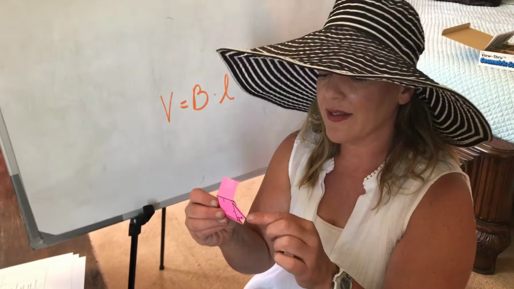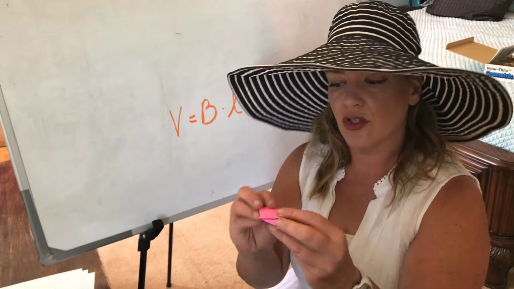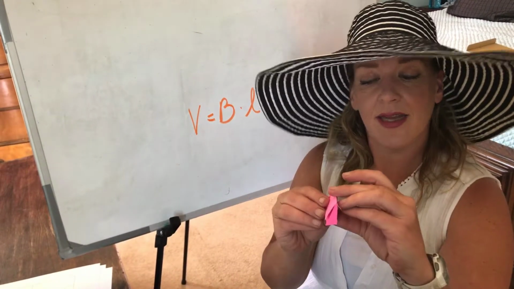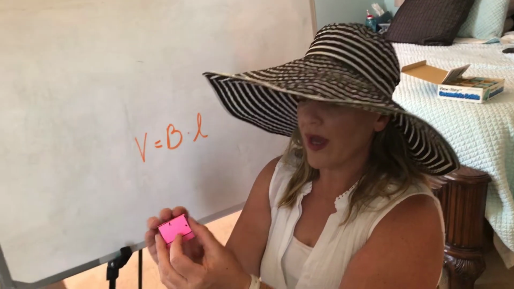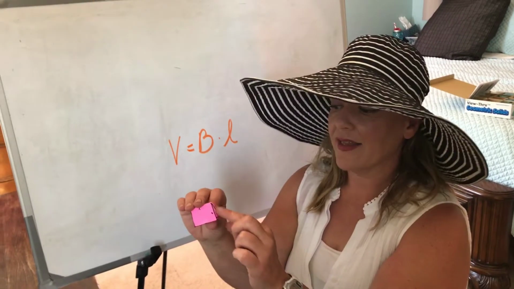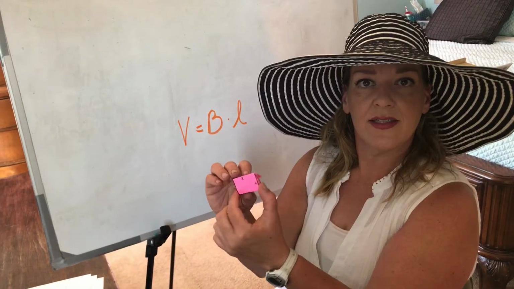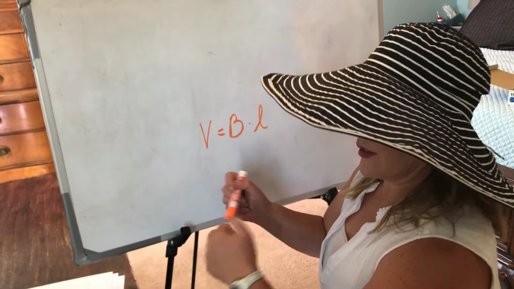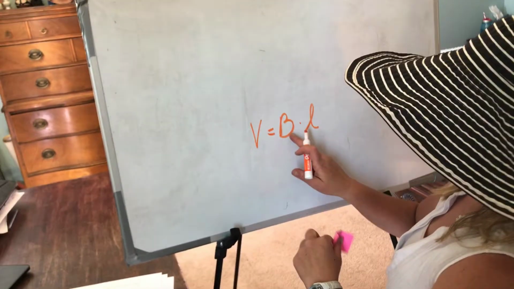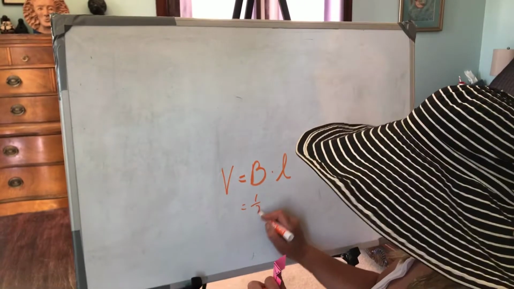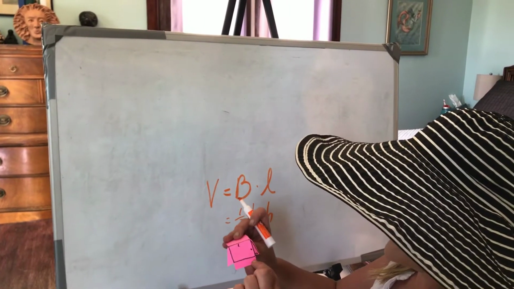The next net is a right triangular prism, and it's called a right triangular prism because the base, the 2 shapes that are parallel and identical, are these right triangles. So when I'm calculating the volume, I take the area of the base and I multiply it by the length of the entire prism. So here, the area of this triangle, designated by the big B, is equal to 1/2 base times height.